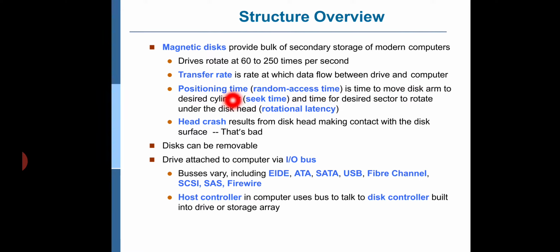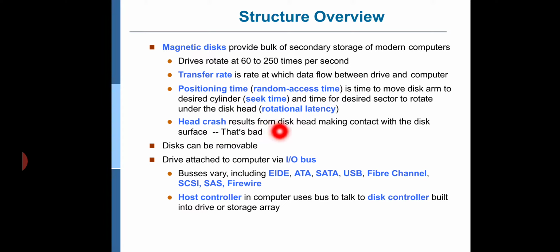Then the positioning time, also called random access time. The time to move the disk arm to the desired cylinder is called the seek time. The time for the desired sector to rotate under the disk head is called the rotational latency. The positioning time is the random access time. The seek time means your read and write head goes to the particular place where you need to access the data. The rotational latency means it goes to the particular sector inside that.